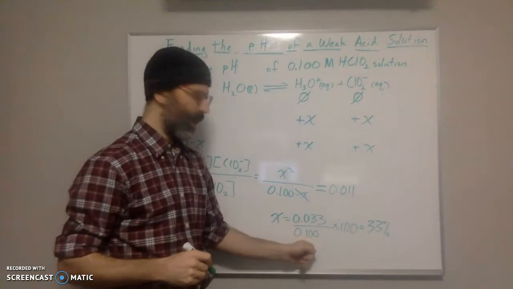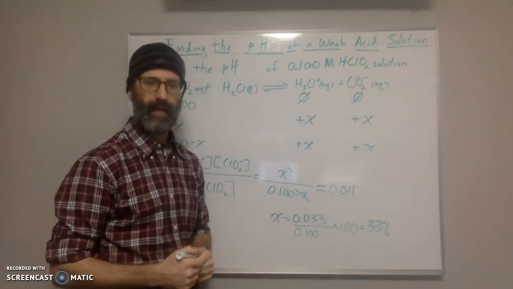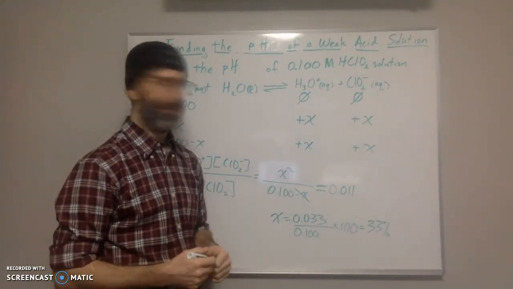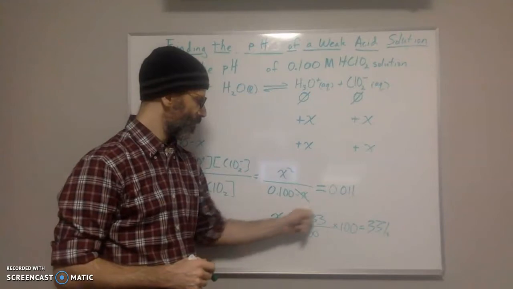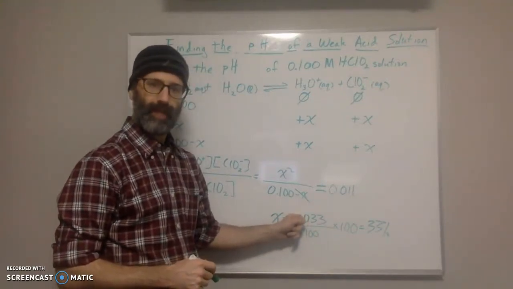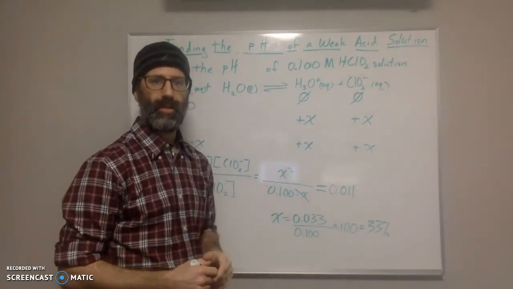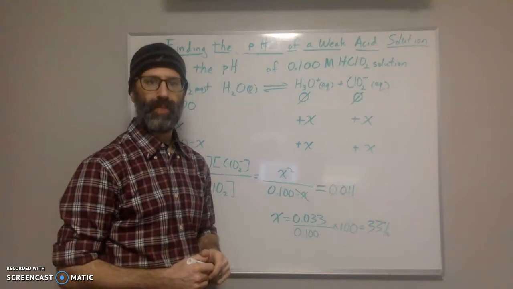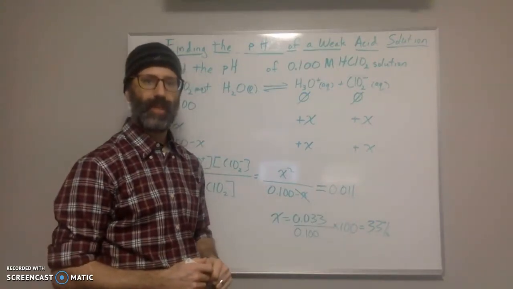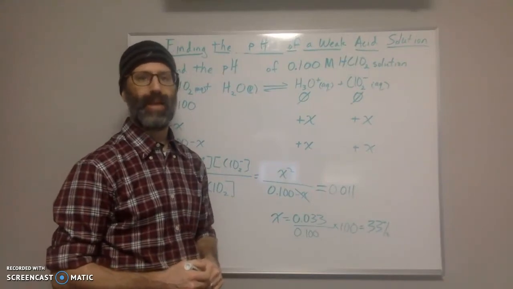So this is definitely not less than 5. So the 5% rule is that when I take my x value that I found, divided by the initial concentration, multiplied by 100, it should be less than 5% for it to be valid. So obviously 33% is not less than 5%. So this x is too small approximation is not valid.